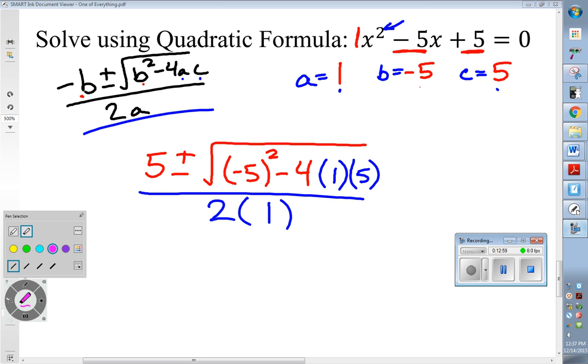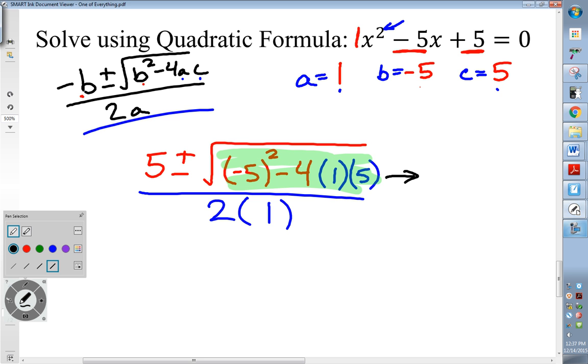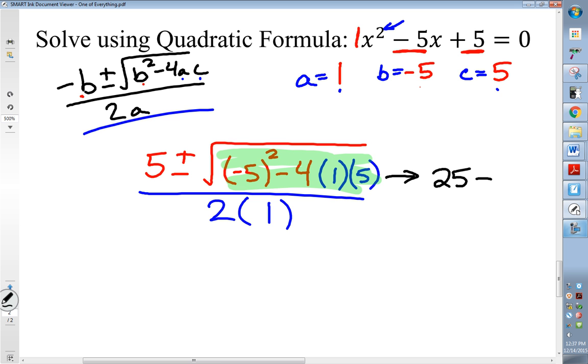Once we've set it up, remember where we head to next. Now we're going to look underneath the square root sign. I'm going to come right over here to the side and do that part. So negative 5 squared is 25, minus 4 times 1 times 5. 4 times 1 is 4, times 5 is 20. 25 minus 20 is 5.